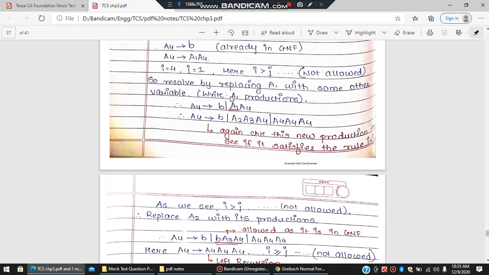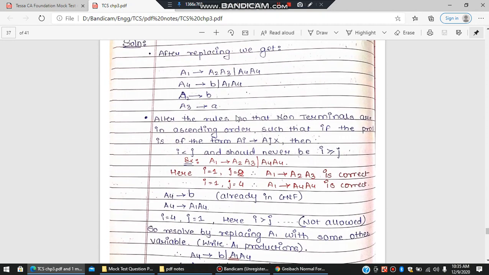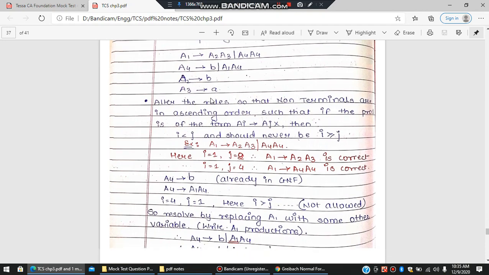So what we will do is, just as we replaced A1, now we will replace A2 with its production. What are the productions of A2? It is giving only small b.